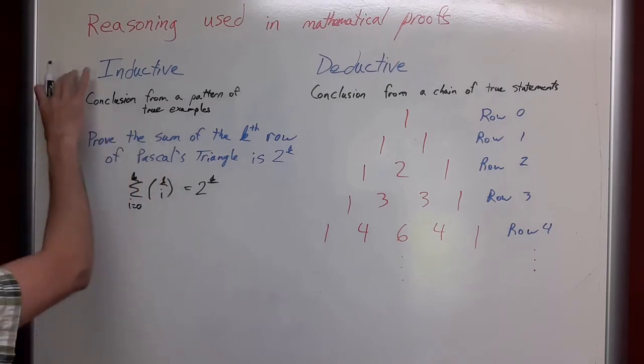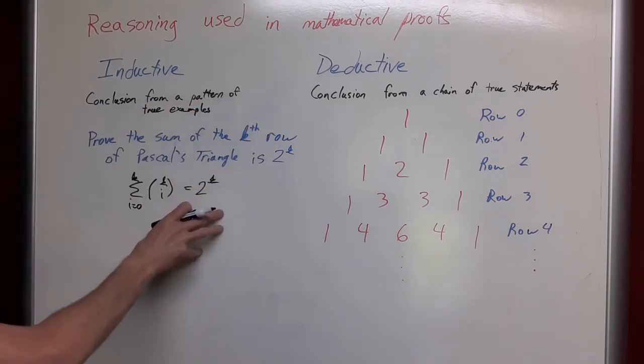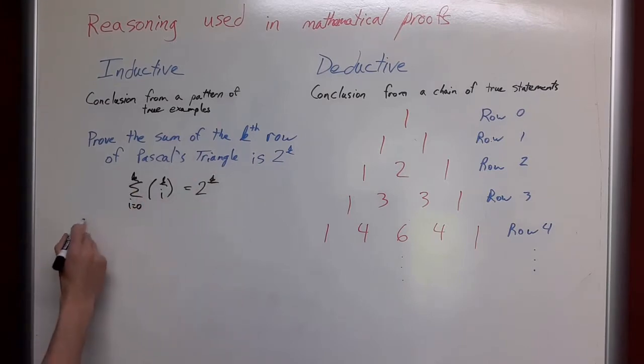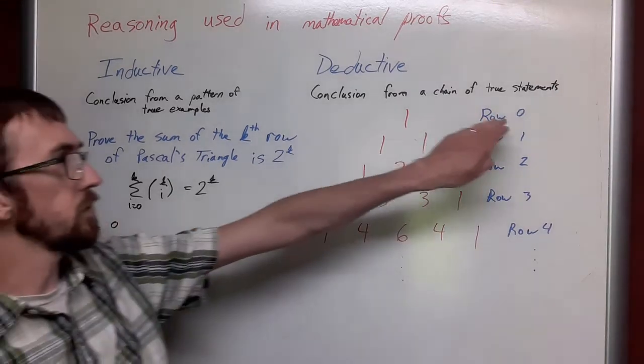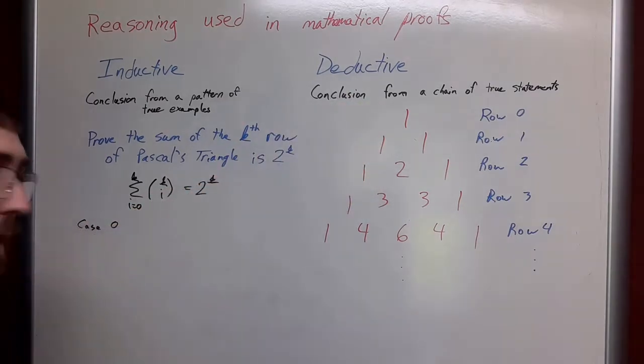Now we can start to build our pattern of true examples. So I have something to work with here, kind of a formula. I'm going to do case 0. Case 0 is looking at row 0 over here. When we plug things in, we should eventually get a 1 back.